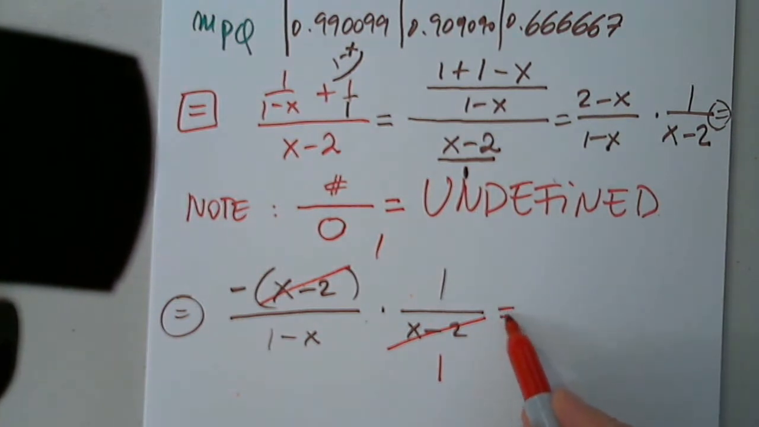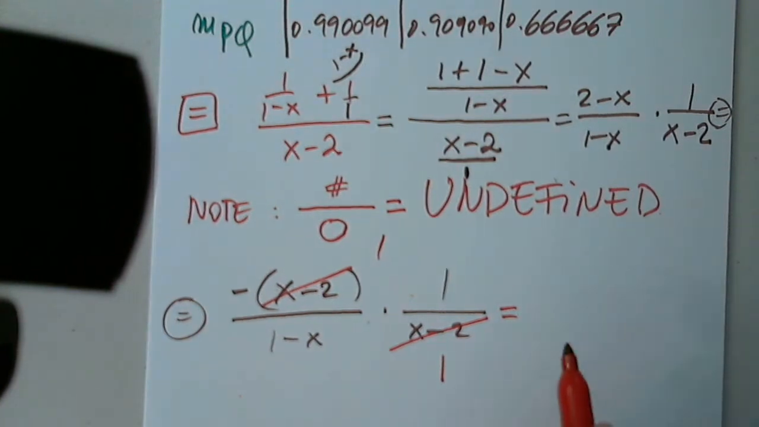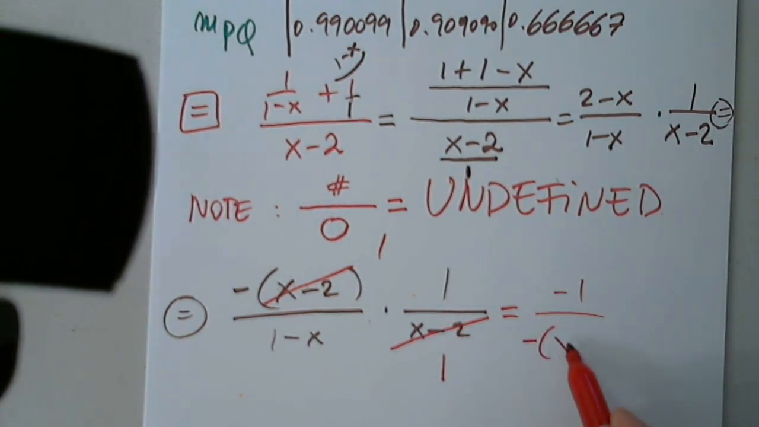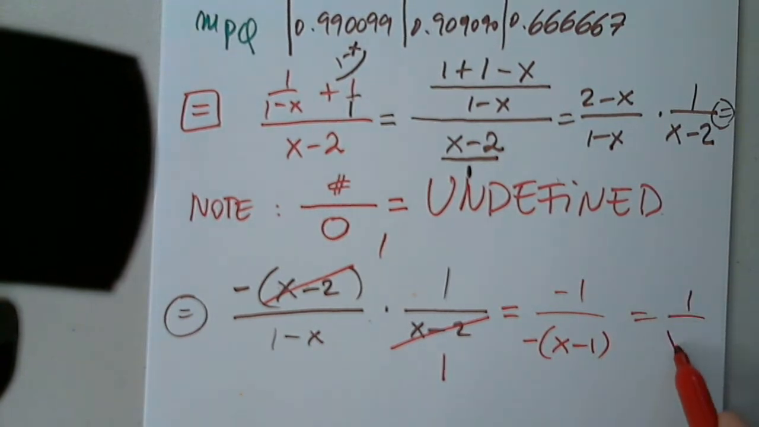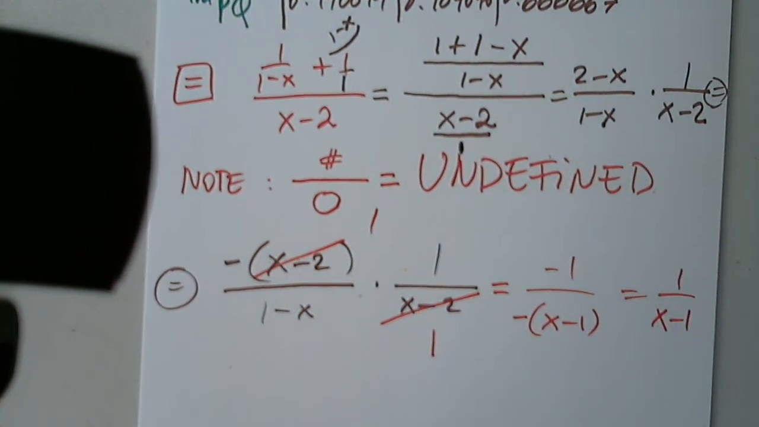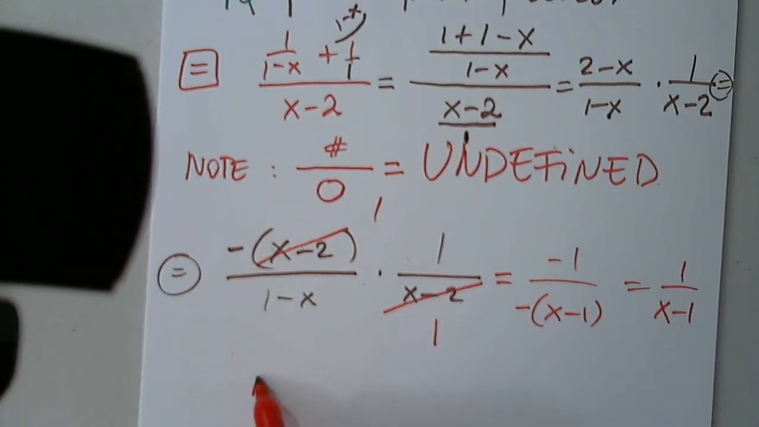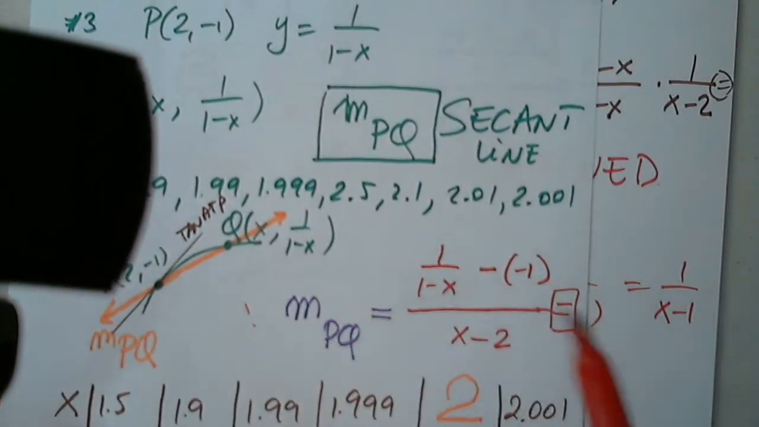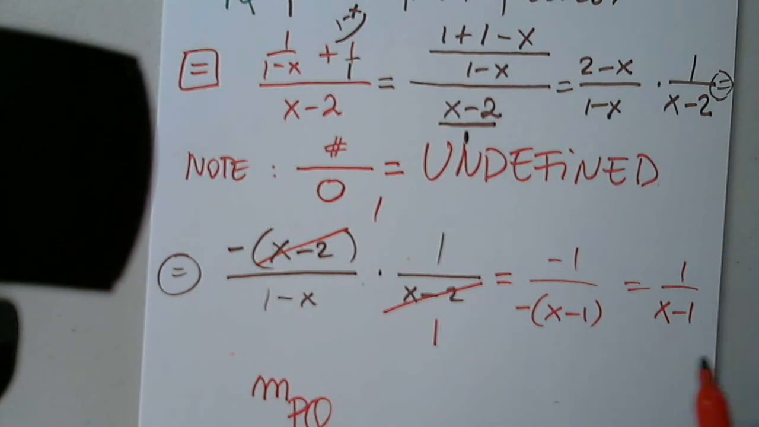What is the final answer of this simplification? -1 over 1 minus x. Right. And if I factor out -1 in the denominator, I will have 1 over x minus 1. Excellent. So we determined that the slope of PQ, now I'm copying the beginning, and I'm copying the end.